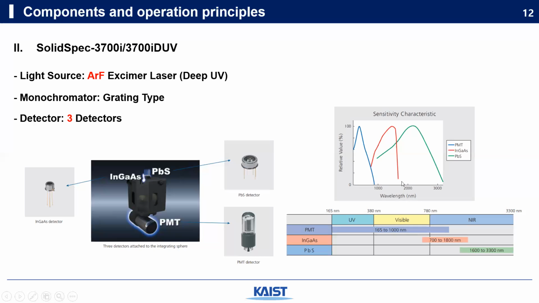Conventional spectrophotometers have used a PMT, photomultiplier tube, for the ultraviolet and visible region, and a lead sulfide detector for the near infrared region. However, neither detector has much sensitivity near the wavelength of 900 nanometers, preventing high sensitivity measurement in this range. The SolidSpec 3700 makes it possible to take high sensitivity measurements in the switchover range by using an indium gallium arsenide detector.